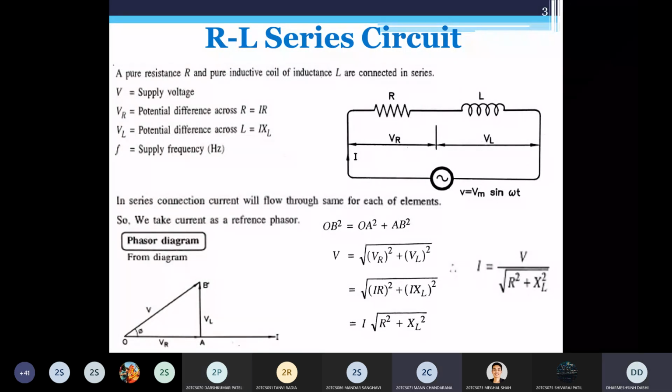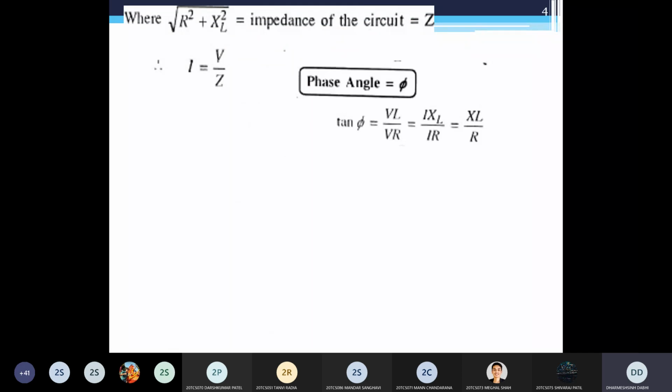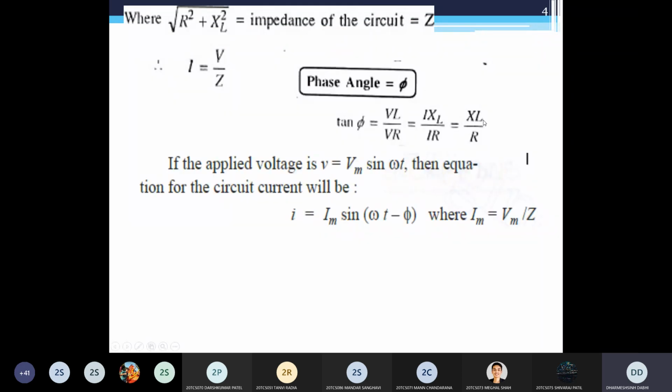Okay. So when will the value of tan phi increase? As the value of XL increases. Yes or no? Yes, sir. So it means your angle will increase. If tan phi is increased, the angle phi will increase. Yes or no? Yes, sir. So now you understand that if you increase the value of inductance, the phase difference between voltage and current will increase. Now you understand this mathematically also.